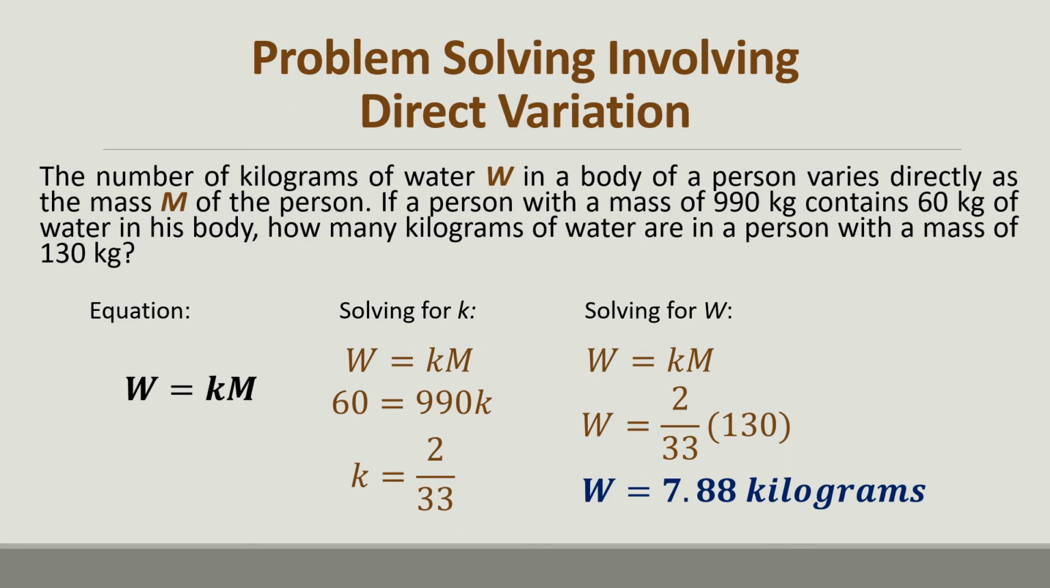Now, what have you noticed, class? If a person with a mass 990, and then if you're going to compare the 990 with the second mass, which is 130, what did you notice? Right? It's decreasing. Okay, it's decreasing. And for 60 kilograms, which is the first number of kilograms of water, so 60, and now you have 7.88. What have you noticed? It's also decreasing.